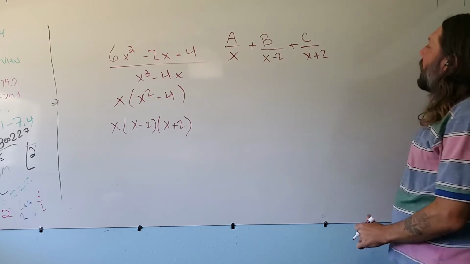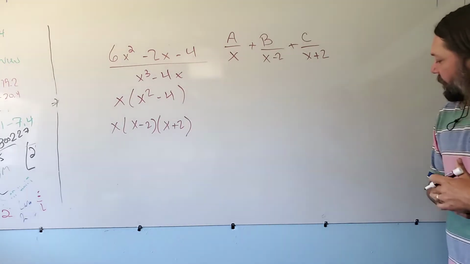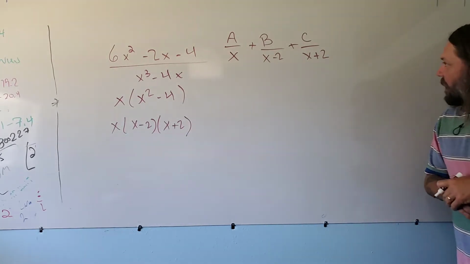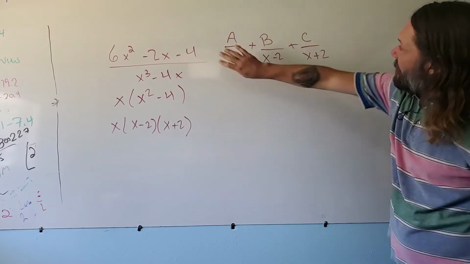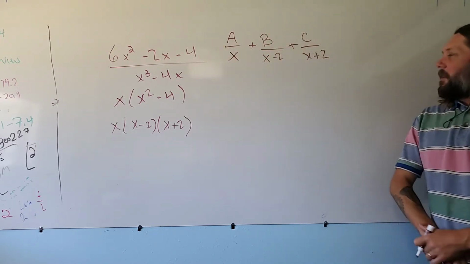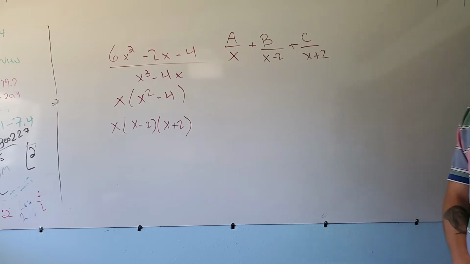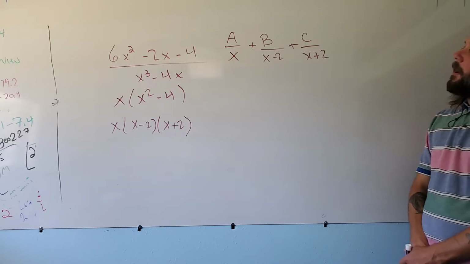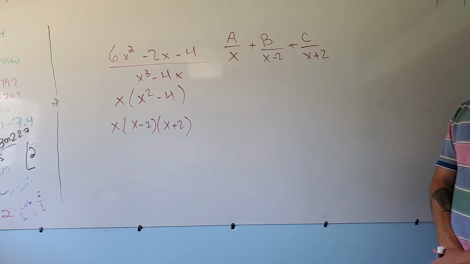Okay. And again, in doing these problems, what we're going to do is create a numerator in this version that's going to have to be equal to that numerator. And from that, we set up our system of equations, and we can then find the value of A, B, and C.